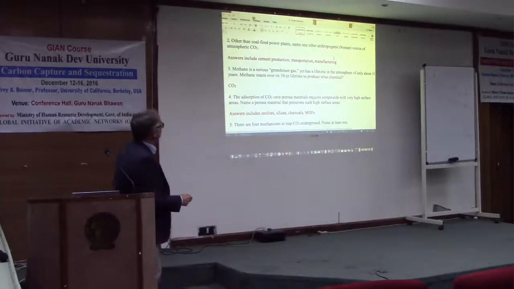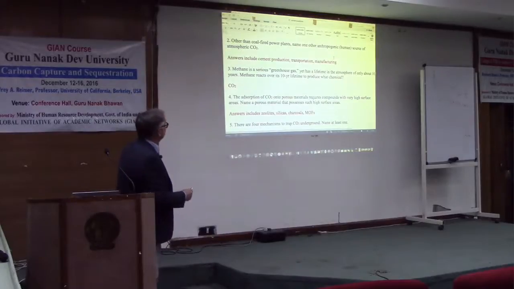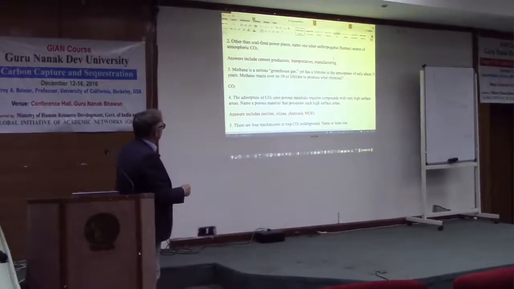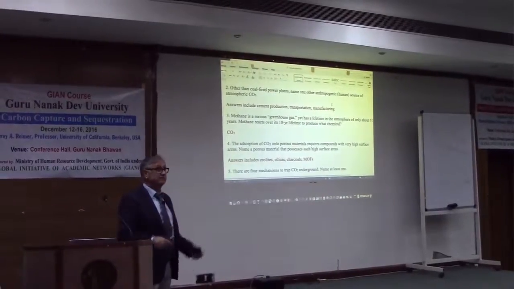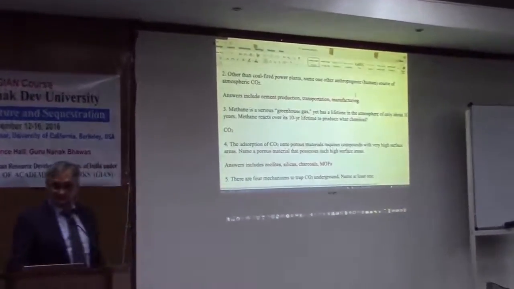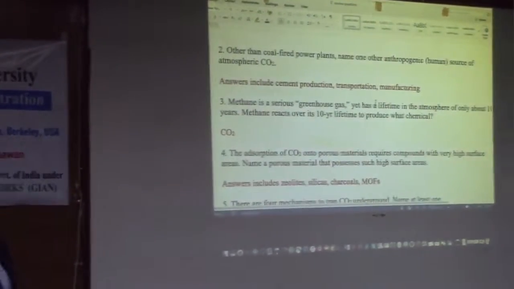Name other human sources of atmospheric CO2. And we've talked about many of them, like cement production, driving our cars, manufacturing. I asked this class, what is the decomposition product of methane in the air? And all of you knew the answer. Right. That's fantastic.